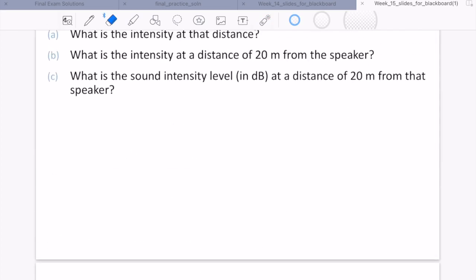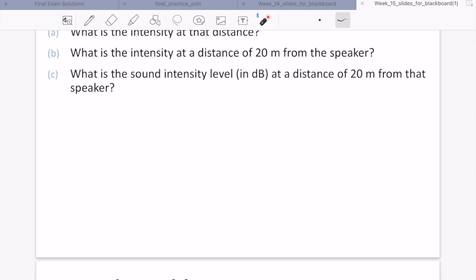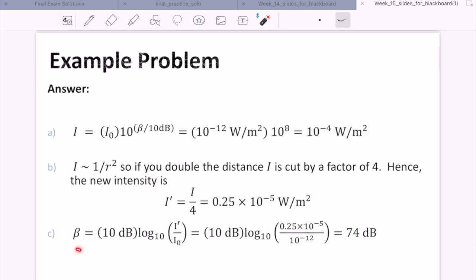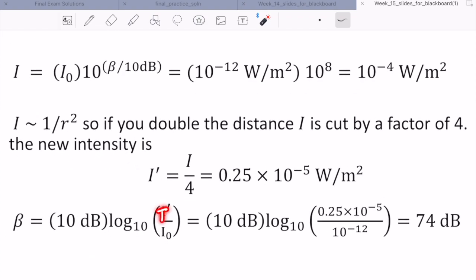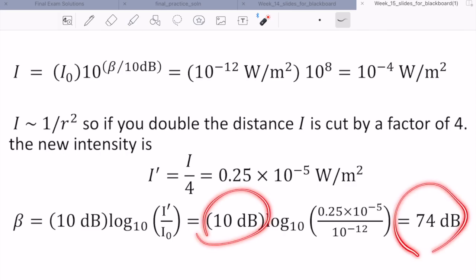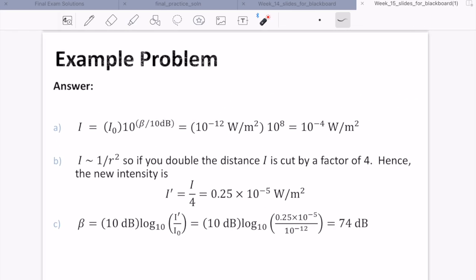Then finally, when I'm trying to figure out the sound intensity level at that 20 meter distance, all I would do is take the sound intensity level equation and plug in that new intensity at 20 meters, which is that 0.25 times 10 to the negative 5, divided by the threshold of hearing, take the log base 10 of that, multiply by 10 decibels, and that gives you your new sound intensity level.